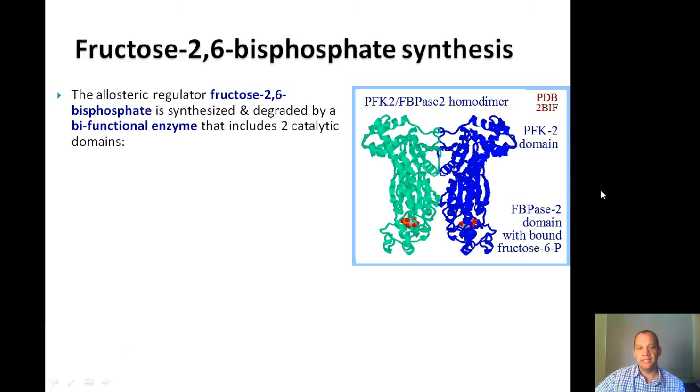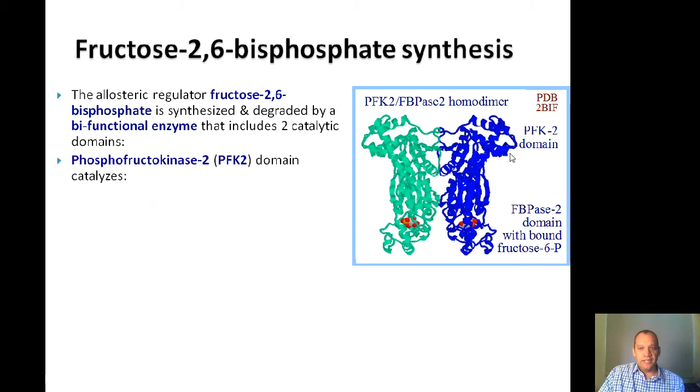But how is this molecule synthesized? The fructose 2,6-bisphosphate is synthesized and degraded by a bifunctional enzyme that includes both catalytic domains. It seems a little bit counterintuitive that the same enzyme or enzyme complex, if you will, that creates the fructose 2,6-bisphosphate will also destroy it. But this, of course, allows the control by the hormones to happen.